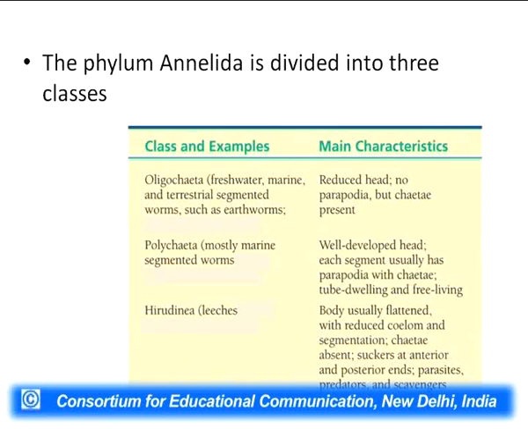Leeches, generally the body is flattened and they have got a reduced coelom, and segmentation is also reduced. The chaetae are generally absent, and they have got well developed suckers at both the ends, anterior and posterior, and they are either the ectoparasites or they are the predators.